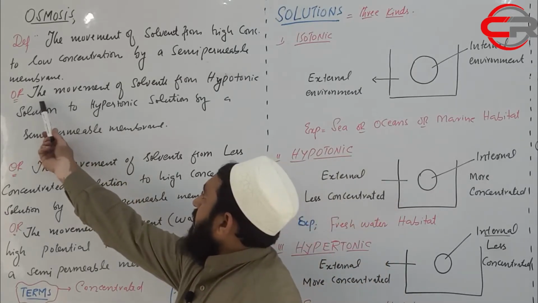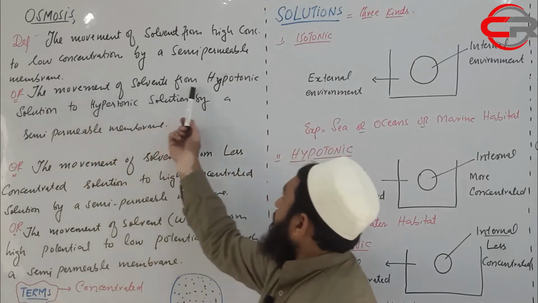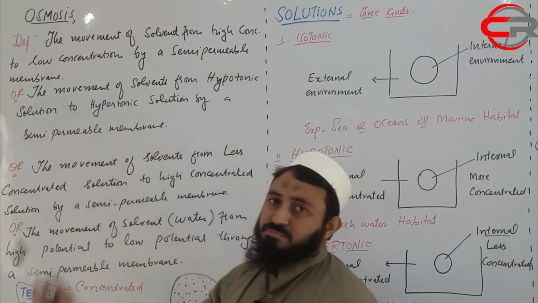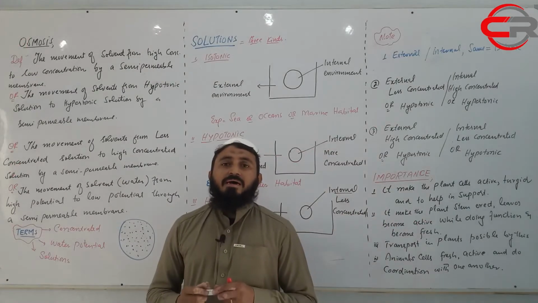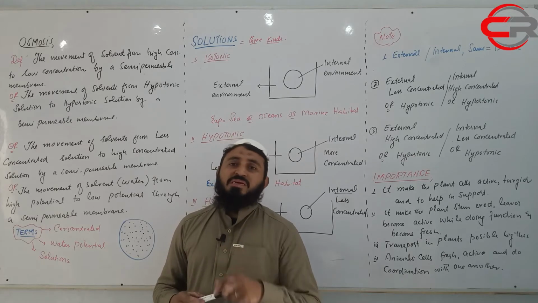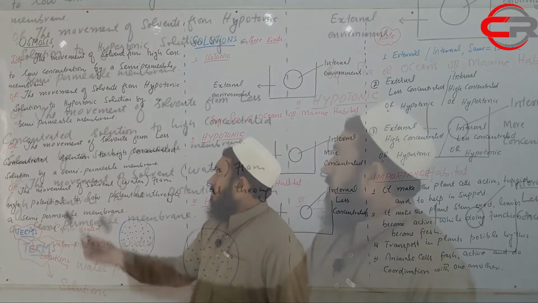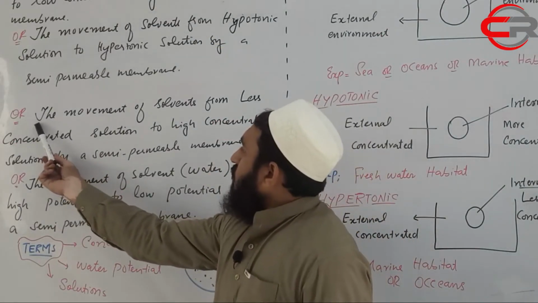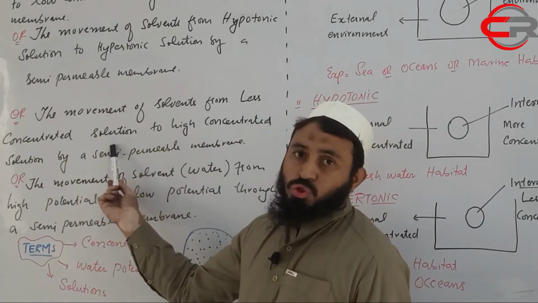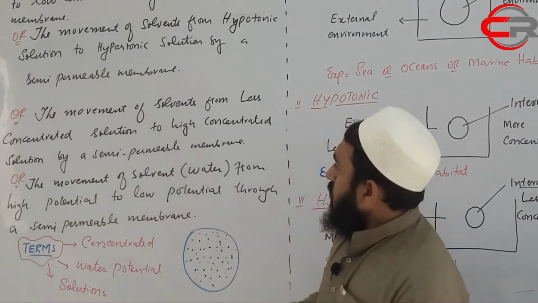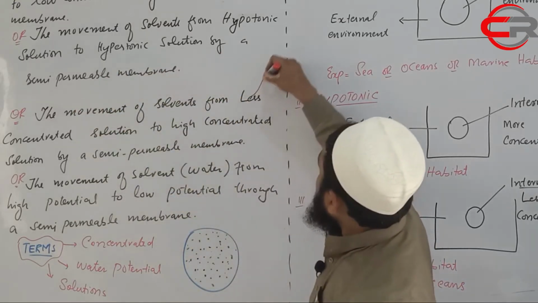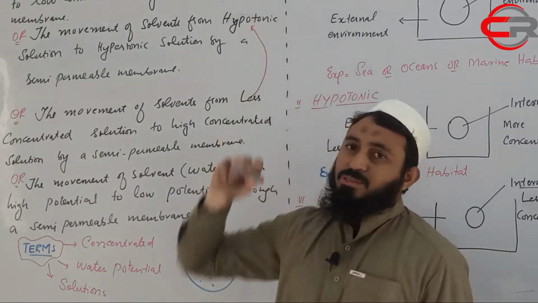It is defined another way: the movement of solvent from a hypotonic solution to a hypertonic solution by a semi-permeable membrane. So what are the hypotonic and hypertonic solutions? Let's explain it in another definition. The next definition is the movement of the solvent from a less concentrated solution. The less concentrated solution here means the hypotonic solution.